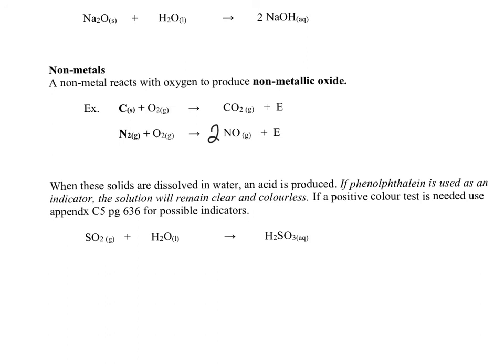When these oxides, though, are dissolved in water, you will produce an acid. So if you've added phenolphthalein to your oxide in water, if you produce an acid, you will not see a color change. It will stay clear and colorless. So you would actually have to pick a different indicator to prove that it's an acid. So in this case, sulfur dioxide reacts with water to produce sulfurous acid.